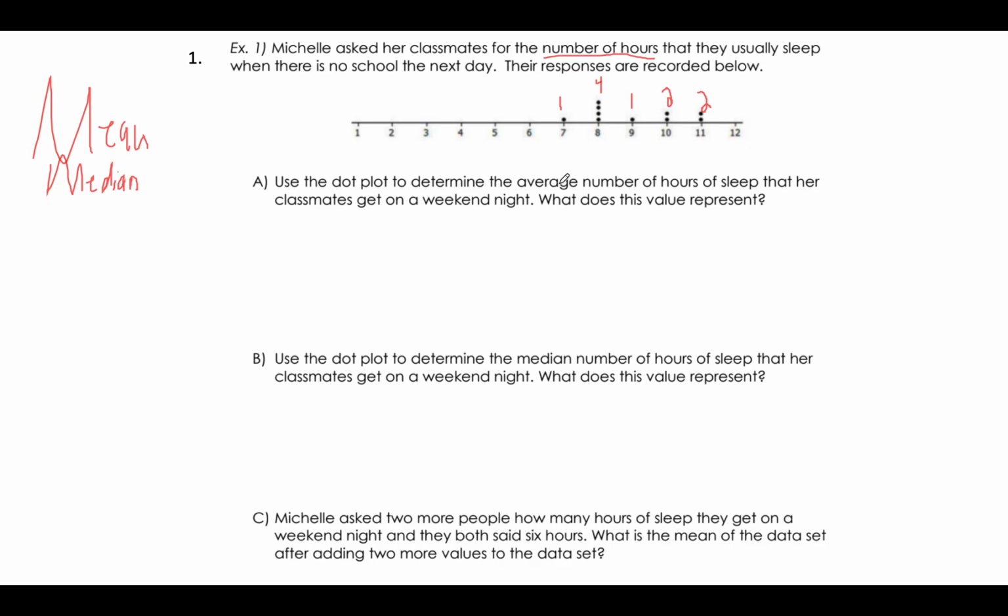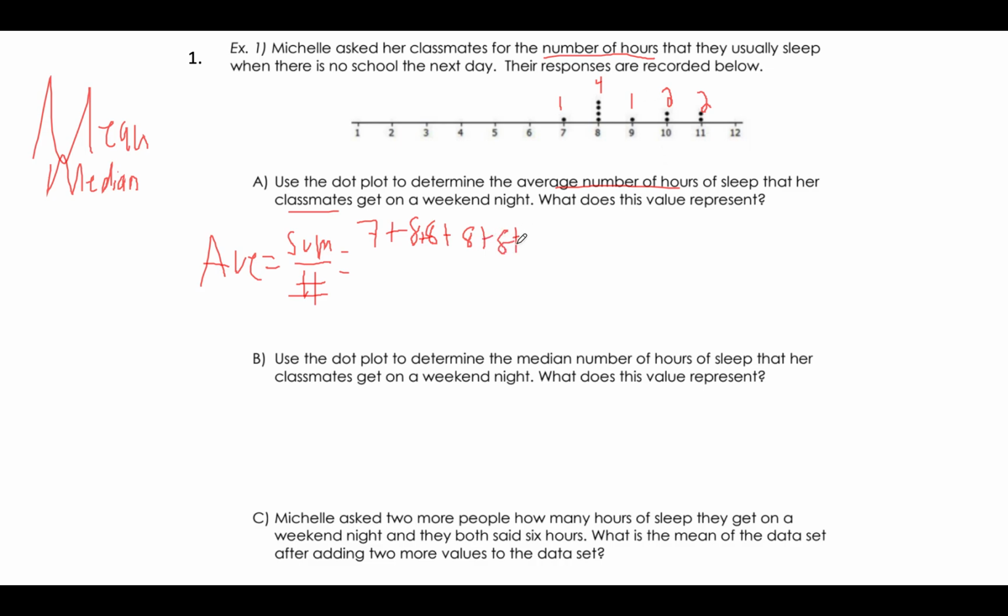Use the dot plot to determine the average number of hours of sleep that our classmates get on a weekend night. What does this value represent? To calculate the average, we take the sum of all the data and divide it by the number of data points there are. So for the sum, we have to add all these up. We have 1 person that got 7. We had 4 people that slept 8 hours a night: 8 plus 8 plus 8 plus 8.